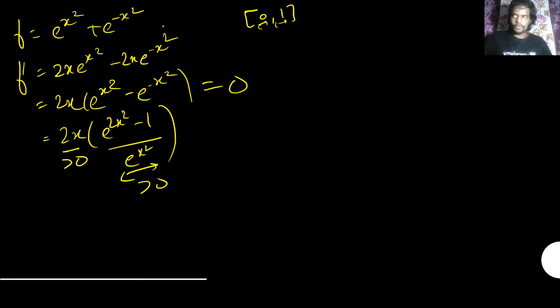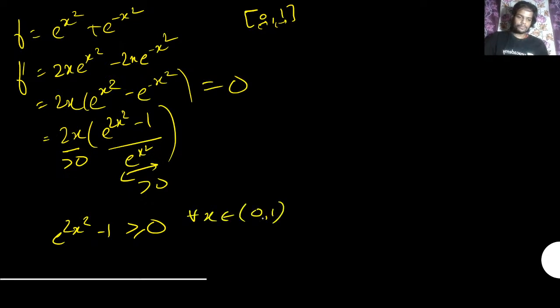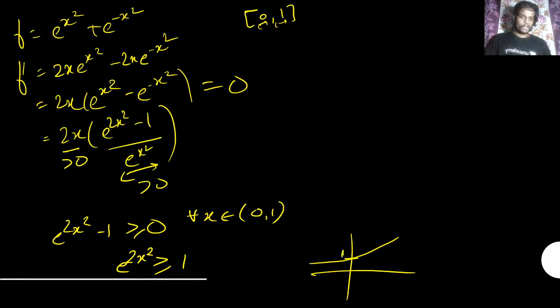When we are finding the global maxima or global minima, we have to look inside the interval, not at the endpoints. Now you see e to the power 2x square minus 1. Can it be negative? I am claiming that this is always positive for all x belonging to 0 comma 1. You can simply verify it. You know that e to the power 2x square will always be greater than 1. This is always true because of the exponential curve graph: at 0 it has a value 1, and after that it keeps on increasing.